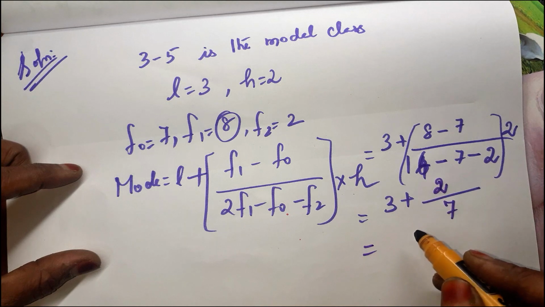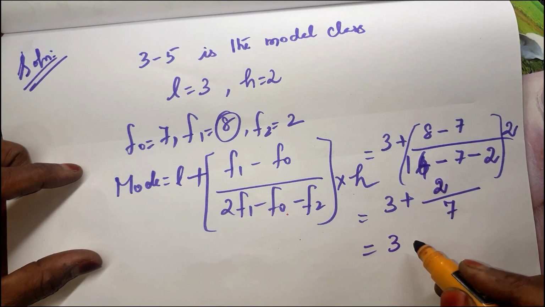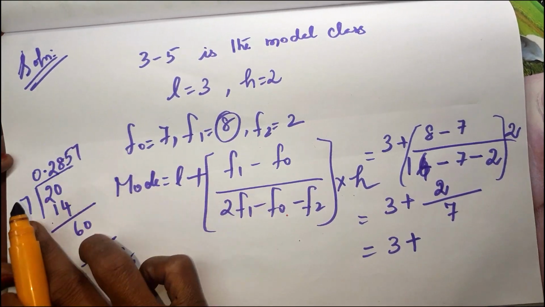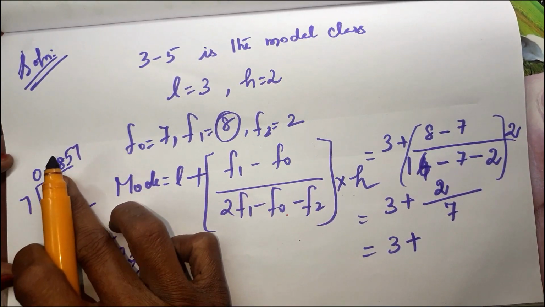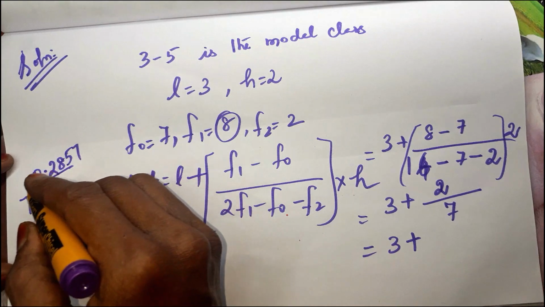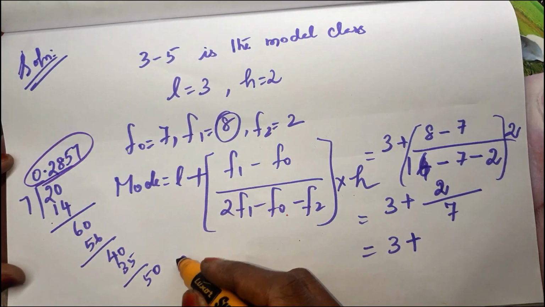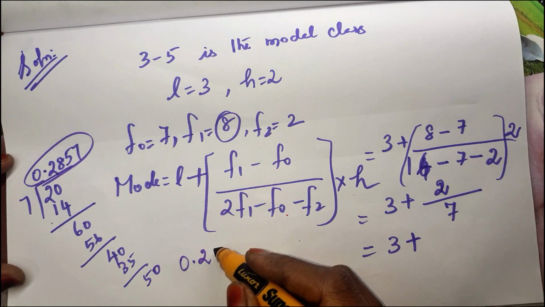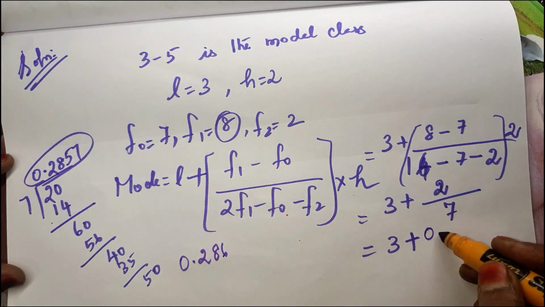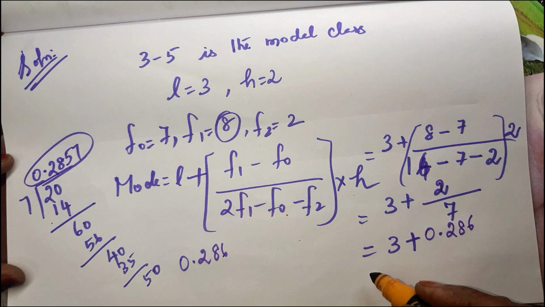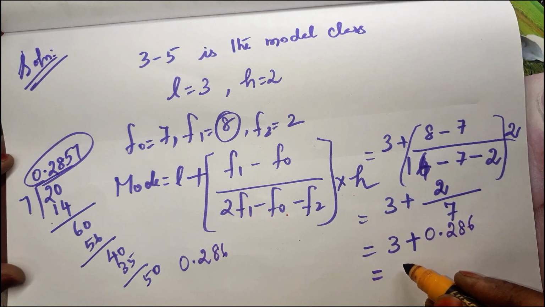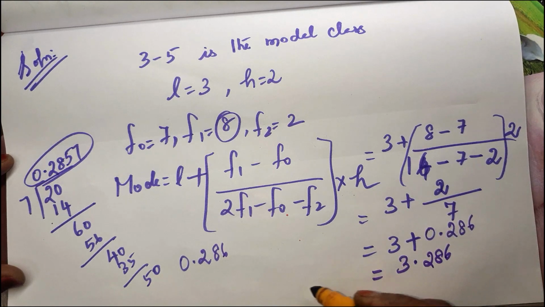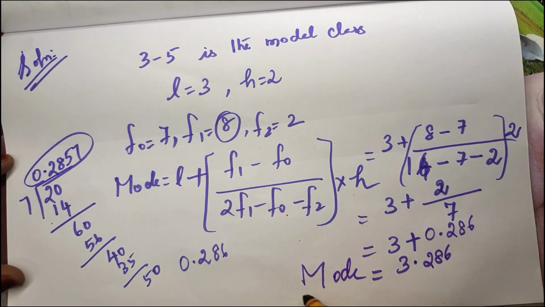So 3 plus 2 by 7. When we divide 2 by 7, we are getting 0.2857. Either you can take this or you can take the approximation as 0.286. So 3 plus 0.286, which is approximately equal to 3.286. So this is the mode. Is it clear?